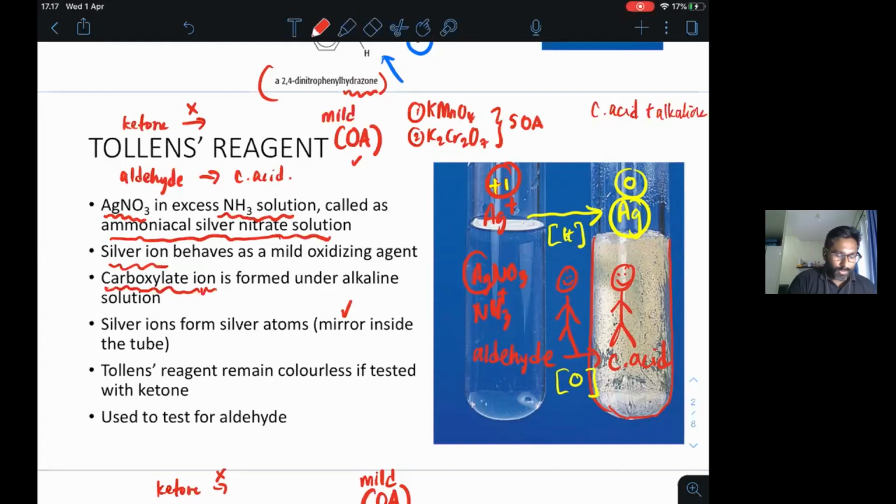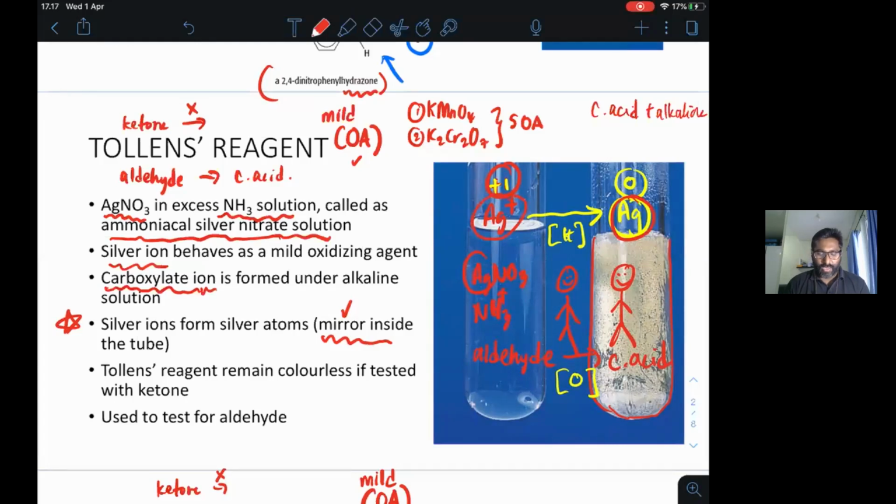But what I want you to look at is how the silver ions over here change into silver atoms, or silver metal. That is the one responsible for giving you the mirror effect.